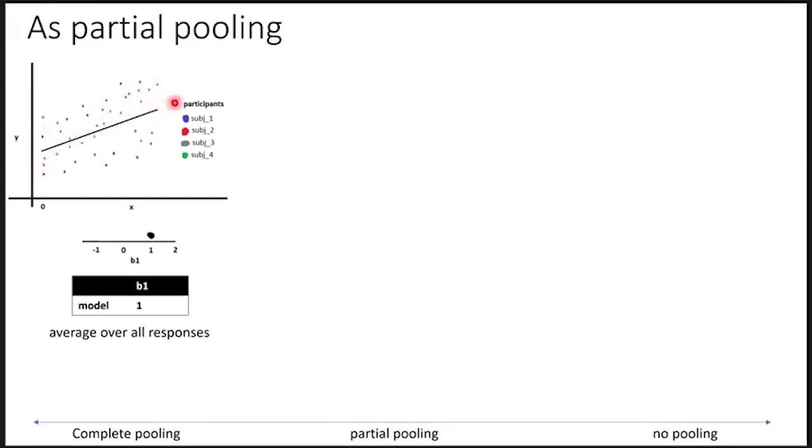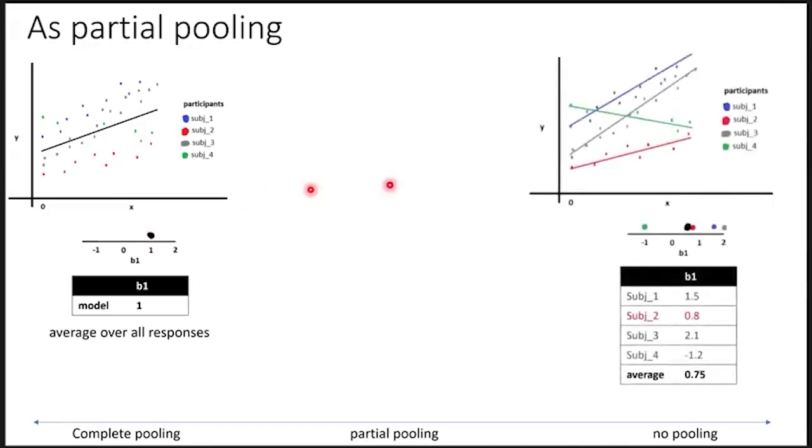Some subjects have a lot of data, some subjects have little data, and I just fit a line in between all of them, and I get a B1, a slope of 1, let's say. And we just showed in the previous example why this can be bad, because it is dominated by one subject and so on. No pooling is the opposite.